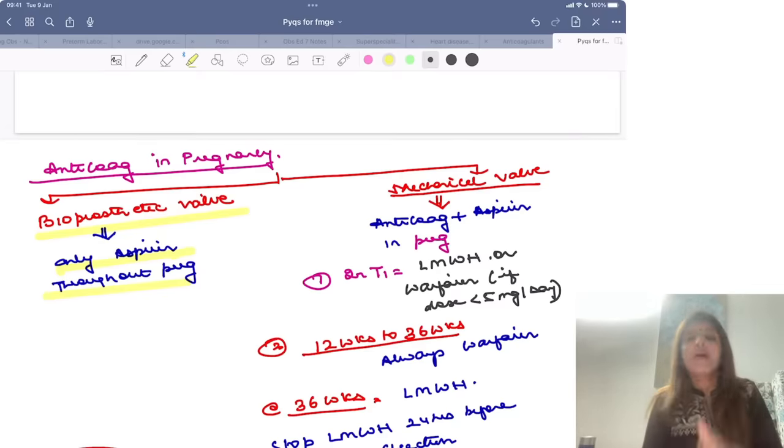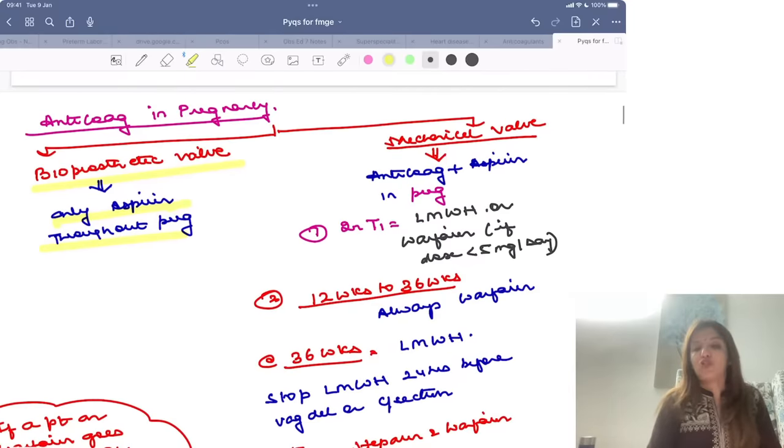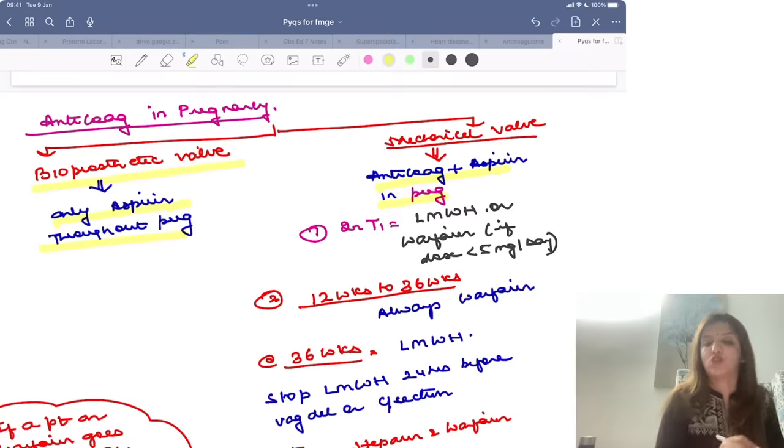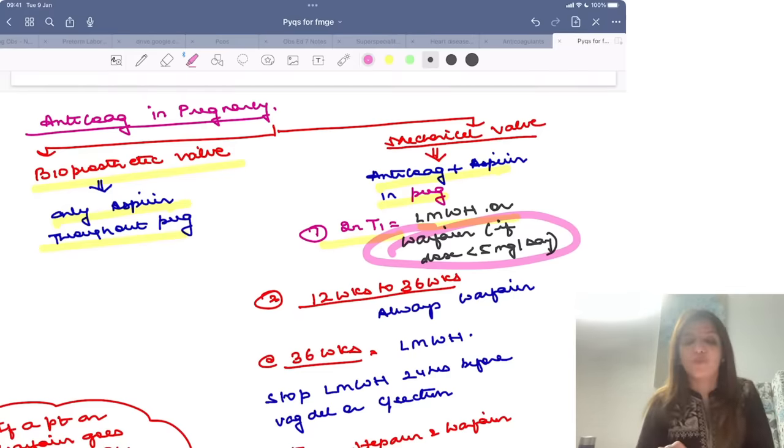The only thing you need to give to patients with bioprosthetic valves is aspirin. Coming to mechanical valves, as given in the question, she had a mechanical valve. A mechanical valve patient has to be given anticoagulant during pregnancy, and aspirin also has to be given. In the first trimester, the best thing to do is to put her on low molecular weight heparin, right? Or if the dose of warfarin is less than 5 milligrams, you may continue warfarin. But the best thing is to switch over to low molecular weight heparin. This is something new that has come up: if the dose of warfarin is less than 5 milligrams per day, it can be continued in the first trimester.